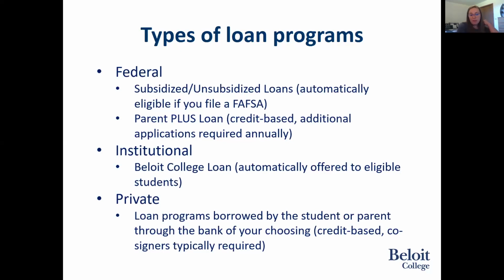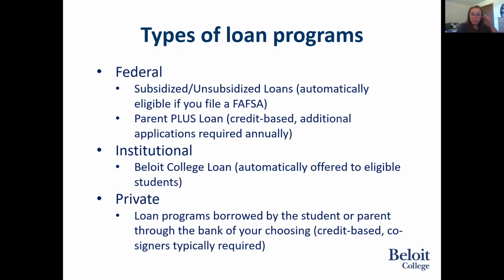And then some students may also see the Beloit College loan, or they may only see the Beloit College loan. So we do offer the Beloit College loan to international students, and international students don't qualify for the federal loan, so they'll see the Beloit College loan offered to them if they're eligible. And then the Beloit College loan is also available to eligible domestic students as well. So you might actually see a combination of federal and the Beloit College loan on your financial aid offer.